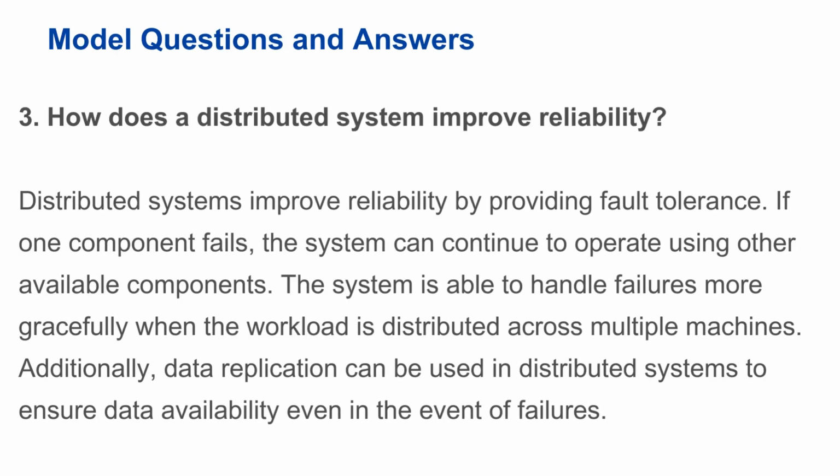How does a distributed system improve reliability? Distributed systems make things more reliable by being all about fault tolerance. If one piece breaks, the system can keep going using the other pieces that are still working. So, when you spread out the workload across a bunch of machines, the system can handle problems way better. Plus, they can copy the data in different places. So, even if something goes wrong, the info is still around. So, it's like having backups for your backups. So the system can keep chugging along even if some parts are not available.